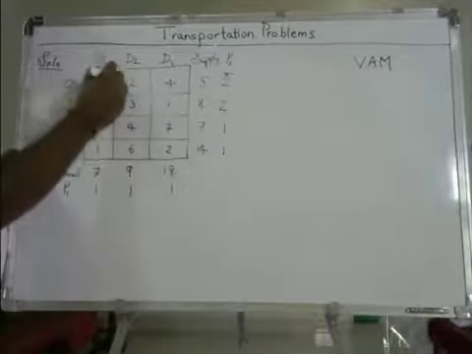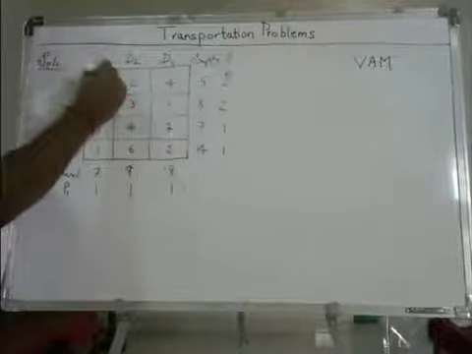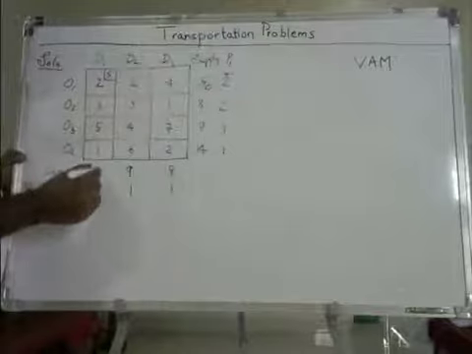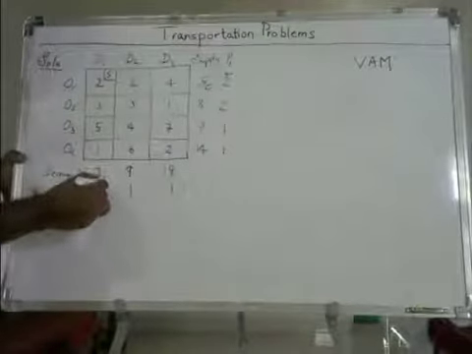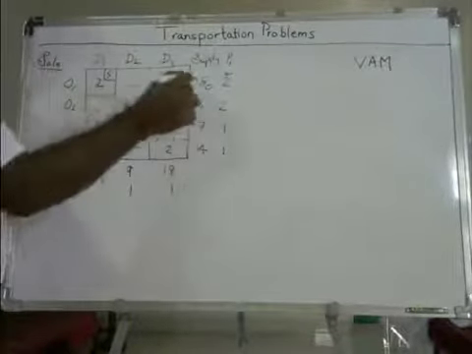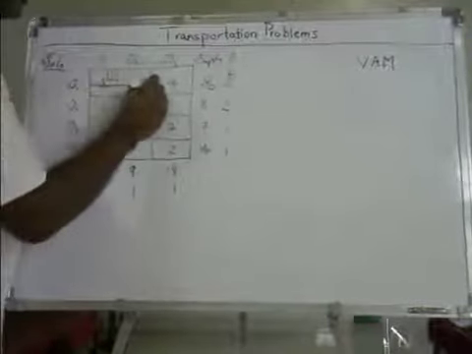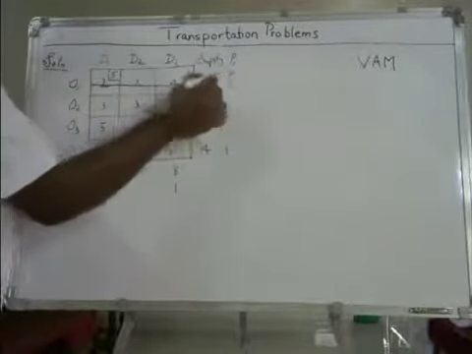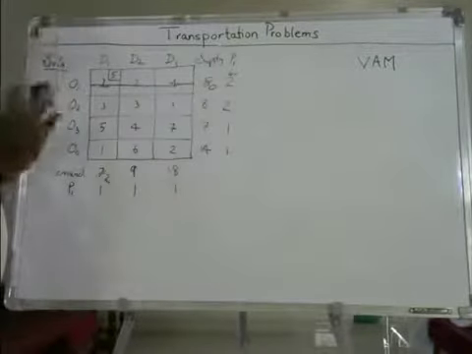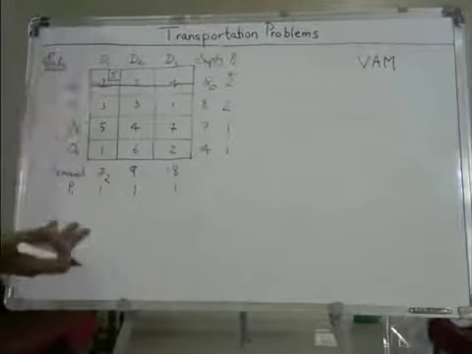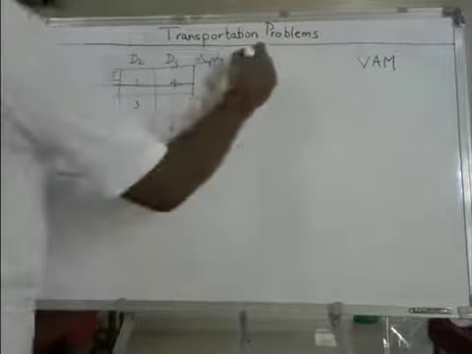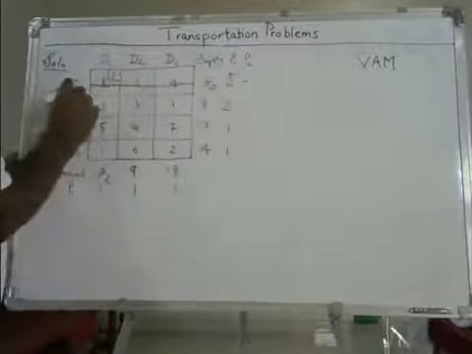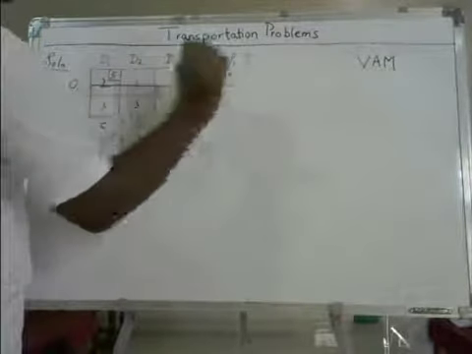So I will allocate 5 here. So 5 minus 5 is 0. 7 minus 5 is 2. So I will write 2 here. Since it is 0, this row is exhausted because there is nothing stock left. So I have to repeat with the penalty cost again. So I have to write penalty cost 2. In that first row is exhausted, so I will put a dash there.